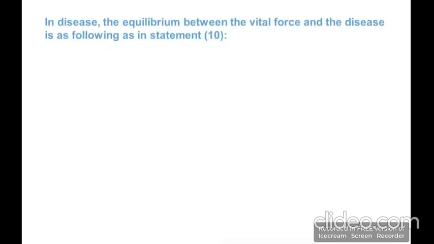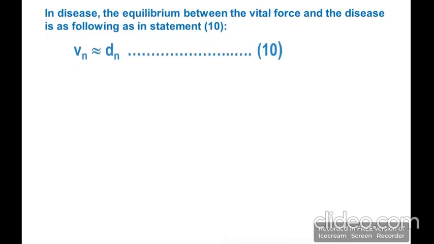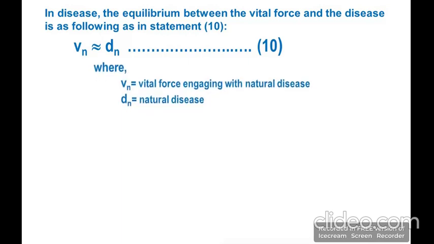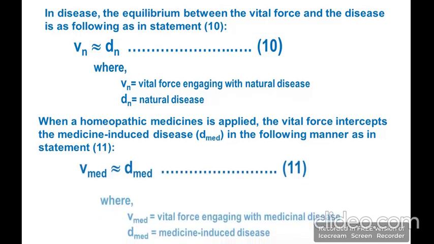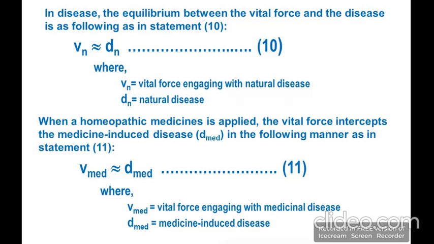In disease, the equilibrium between the vital force and the disease is as in statement 10, where Vn is equal to the vital force engaging with natural disease, and Dn is equal to natural disease. When a homeopathic medicine is applied, the vital force intercepts the medicine-induced disease, Dm, in the following manner, as in statement 11, where Vmed is equal to the vital force engaging with medicinal disease, and Dmed is equal to medicine-induced disease.